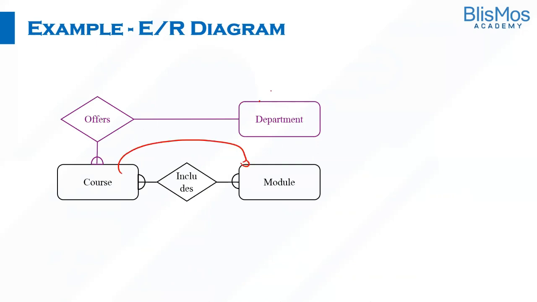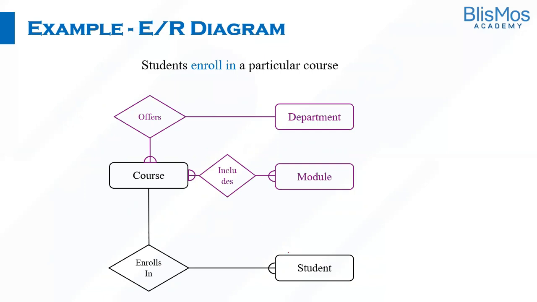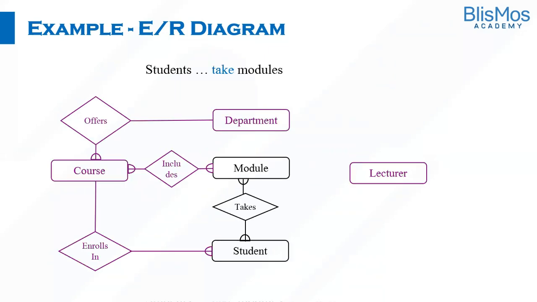If you recollect, entities are represented by rounded boxes. Relationships are identified by these diamond boxes. So course includes modules. The cardinality here is many to many. Then we have students who enroll in a particular course. So it is a many to one relationship. And we have the student takes modules. He enrolls in a course. As a part of the course, he takes the modules.